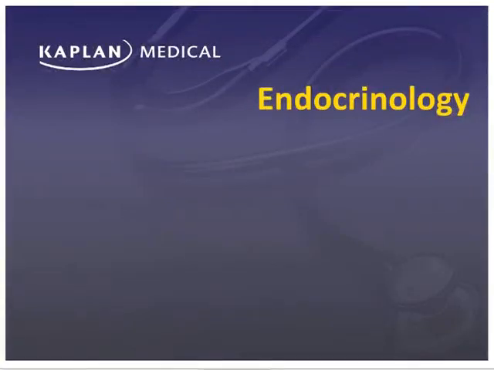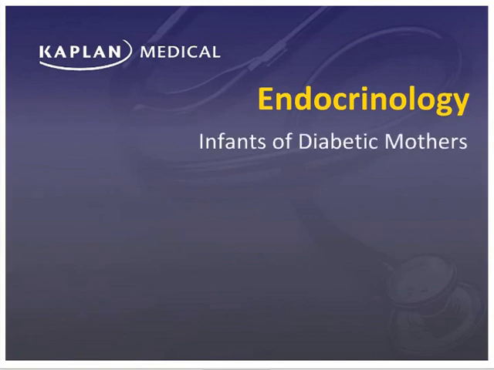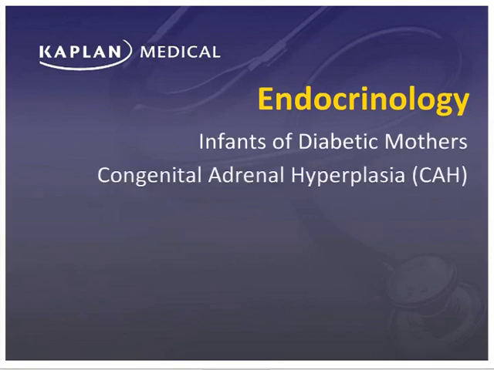Welcome to the Step 2 High Yield section on Pediatric Endocrinology. We're going to start with infants of diabetic mothers, move on to congenital adrenal hyperplasia and the 3 conditions most associated with it, and finish with vitamin D deficiencies and the effects seen in children.